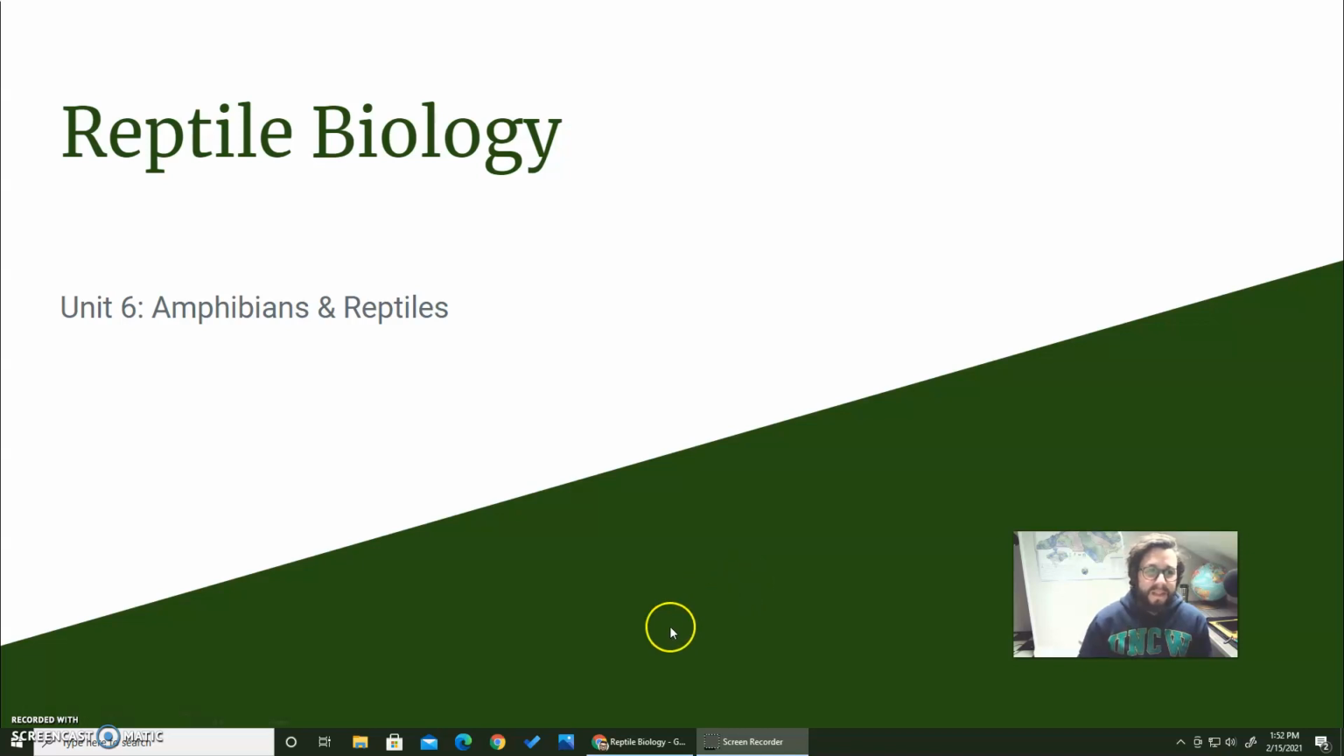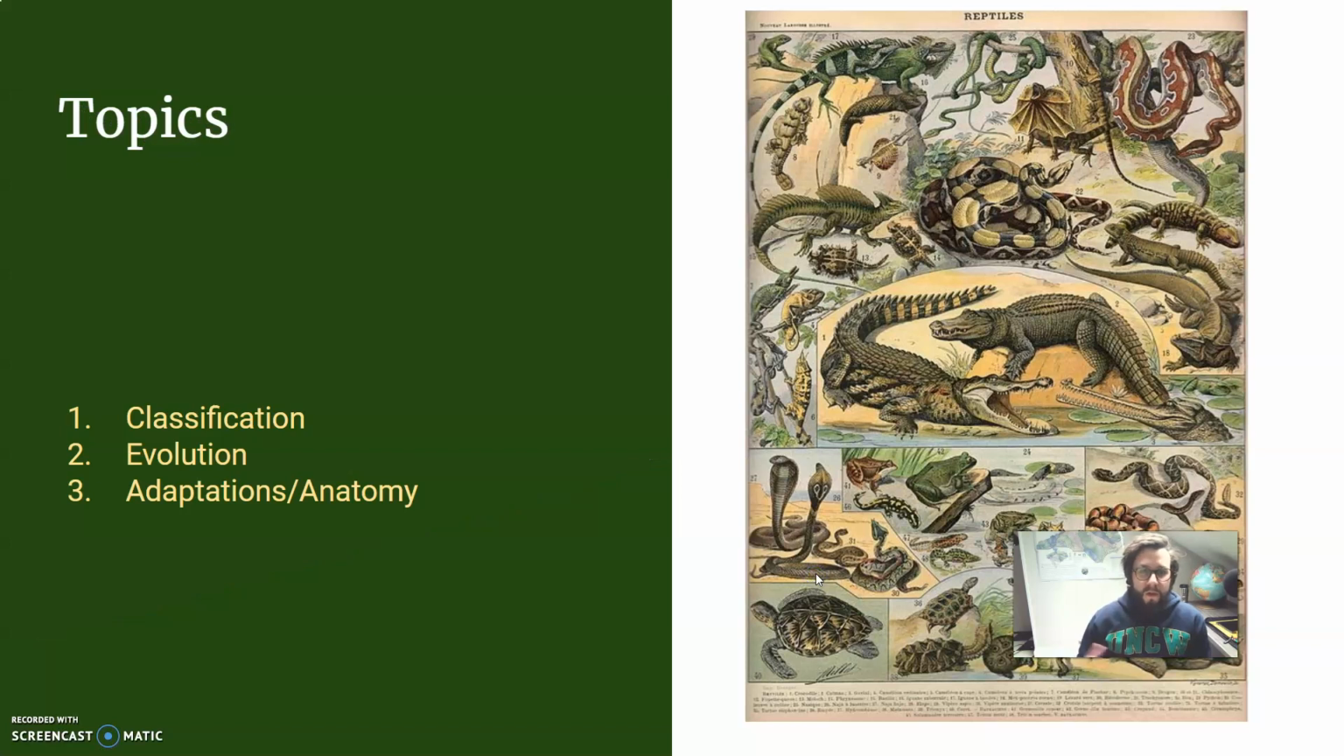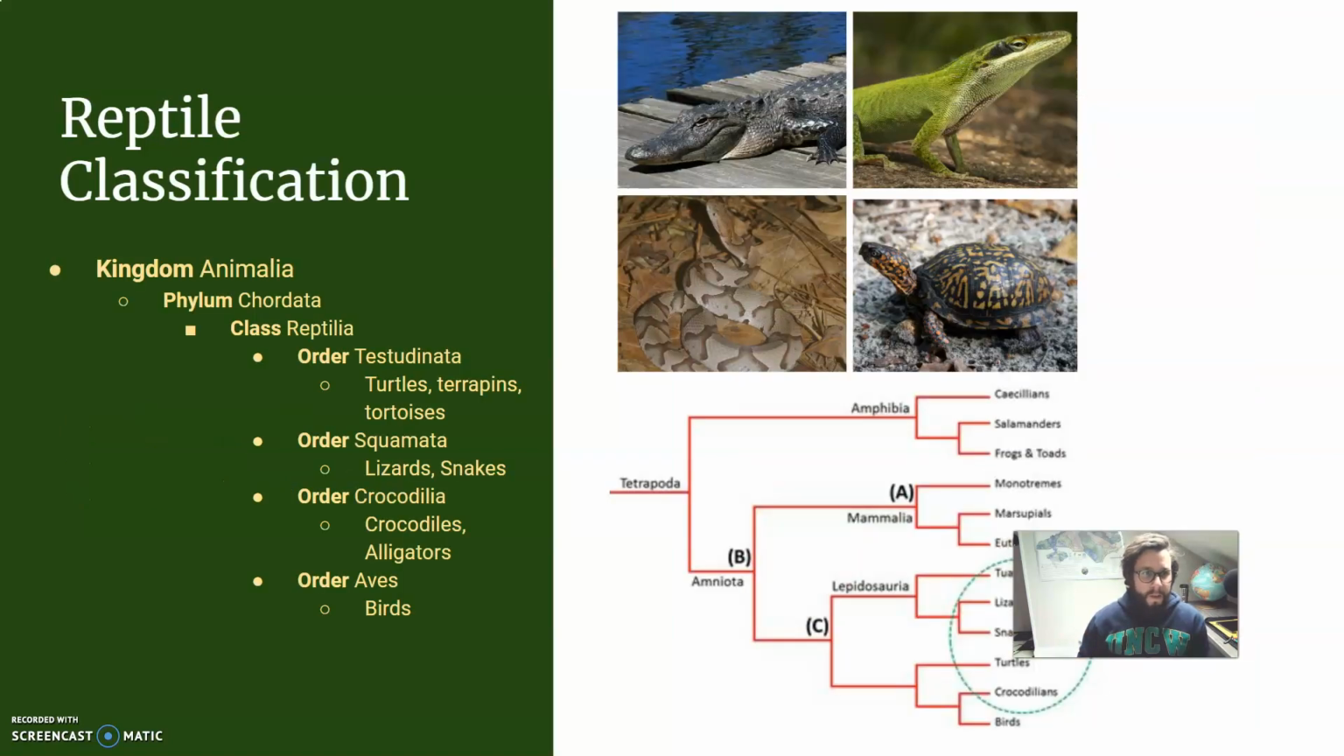Hello everyone, this lesson is for reptile biology, an introduction to reptiles for Unit 6, Amphibians and Reptiles. We'll cover classification of these kinds of animals again and their evolution as well as any adaptations in anatomy within the differences between their classes.